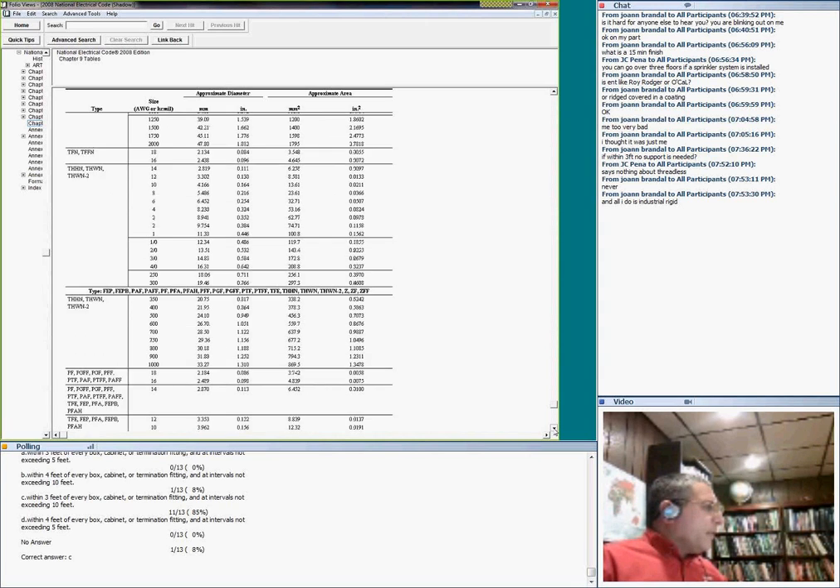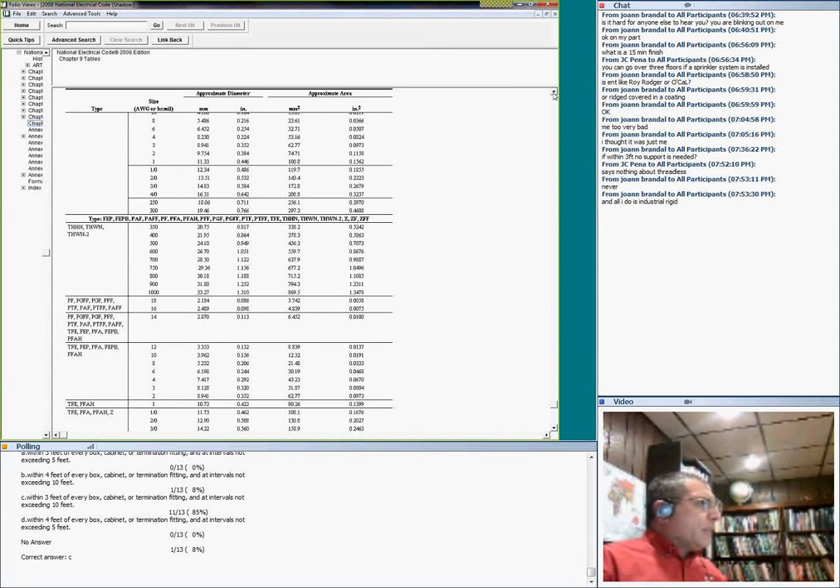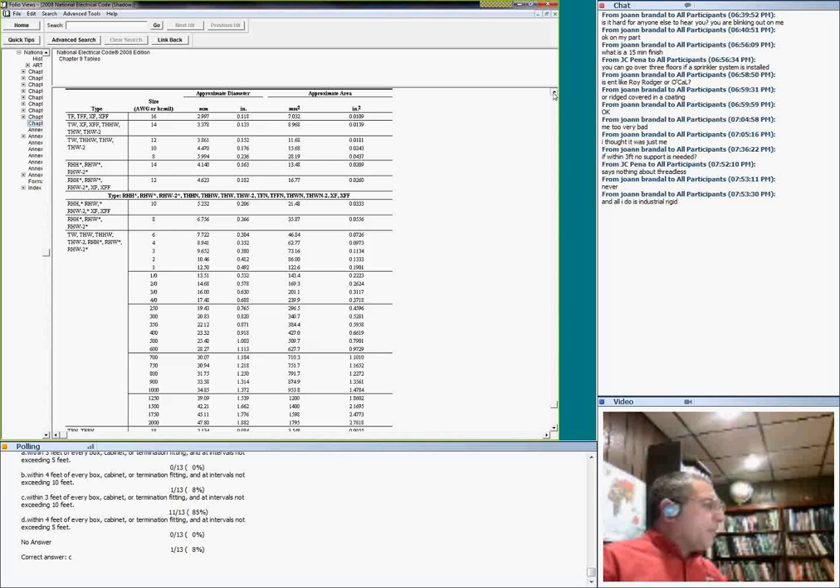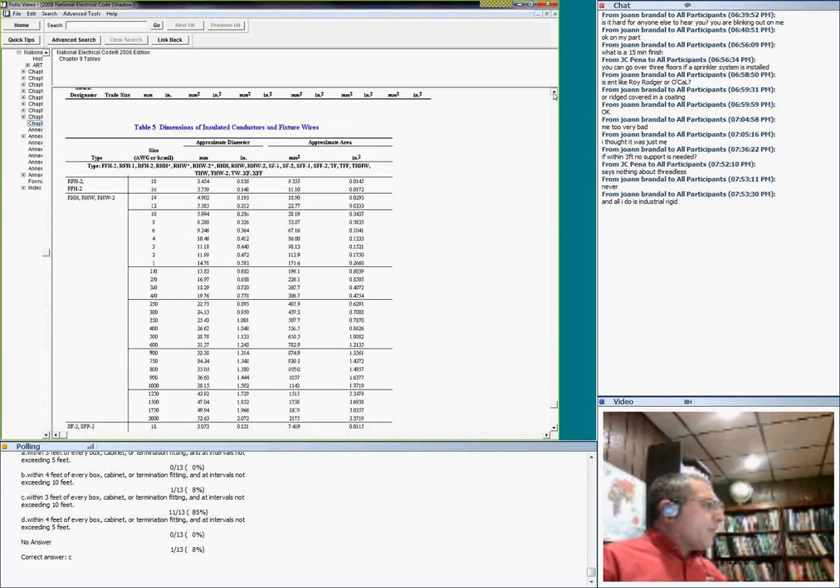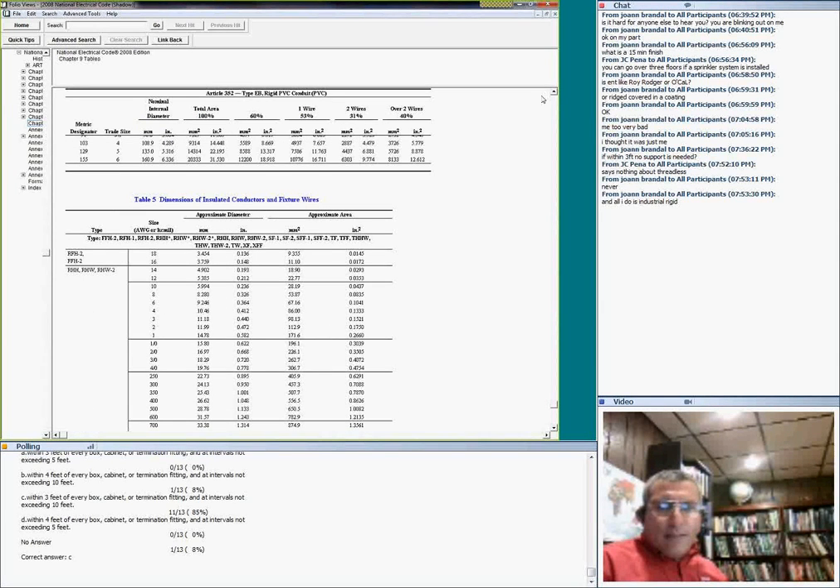Let's use, for example, Table 5. Table 4 and Table 5 you can use if the conductors are different sizes. So here's my Table 5. What's the cross-section area if my insulation is this special insulation, and I'm using number 4 conductors? Here's the cross-section area of each conductor.